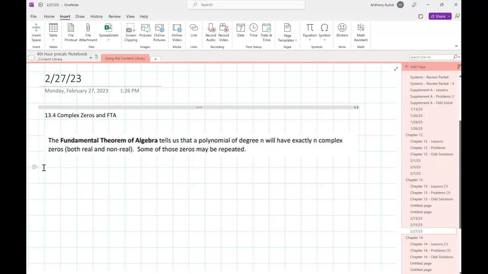So what does complex mean? You can have real numbers and imaginary numbers. We have to count both kinds of solutions. But if you count all of them and the repeats, you're going to get exactly n solutions every single time. That's pretty cool, right? Tells you exactly how many solutions you can have. It's not, oh, it could be this many or less. It's exactly this many every single time.